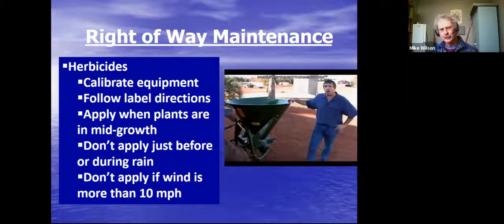And do not apply if the wind is more than 10 miles per hour, because that material will drift and affect other areas. Extremely important for your highway guys. If you're putting herbicides on the sides of the road and there's private property adjacent to that, God forbid you get a drift and you kill Mrs. Garden Club lady's rare plant. She will be calling up your office, I guarantee it.